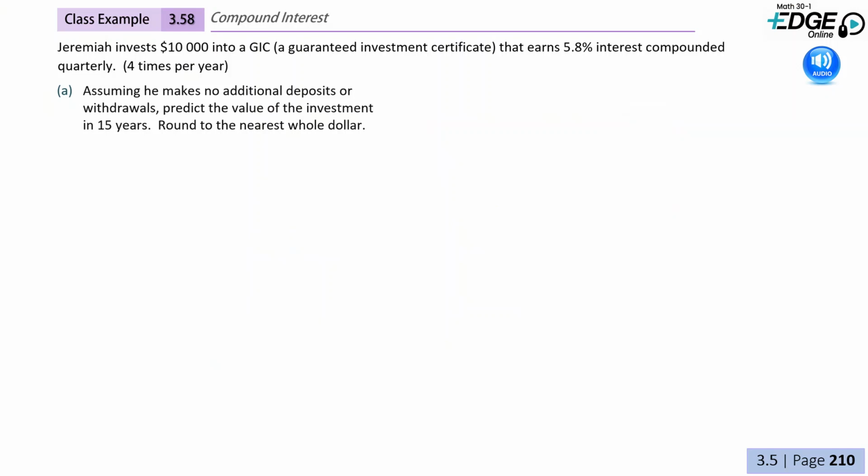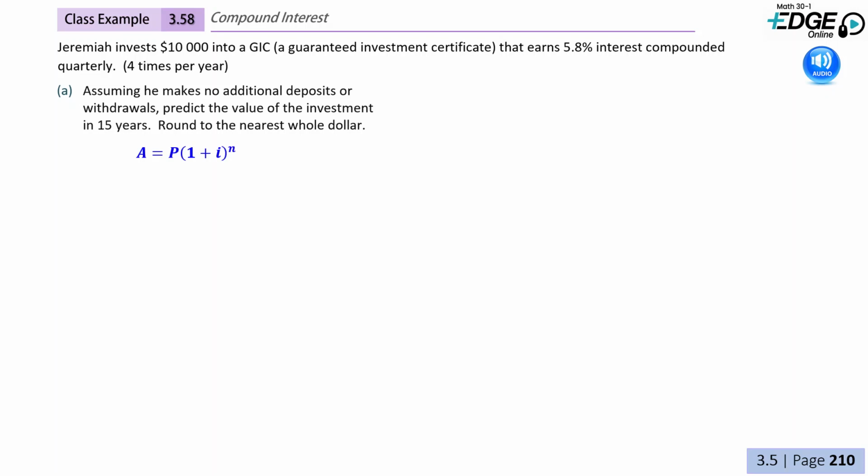Class example 3.58. Jeremiah invests $10,000 into a GIC, which is a guaranteed investment certificate, that earns 5.8% interest compounded quarterly, which would mean 4 times per year. Assuming he makes no additional deposits or withdrawals, determine the value of the investment in 15 years, and then round to the nearest whole dollar.